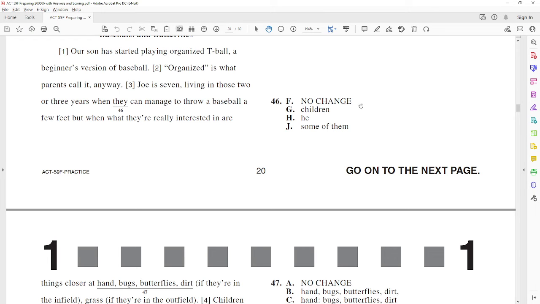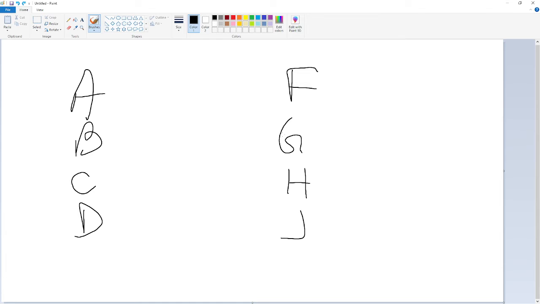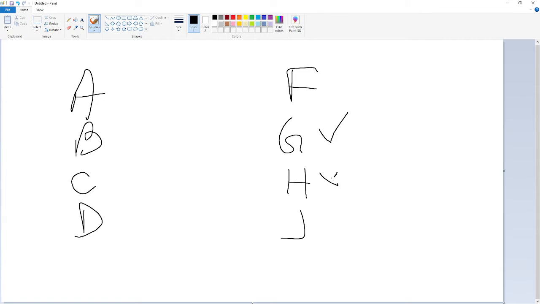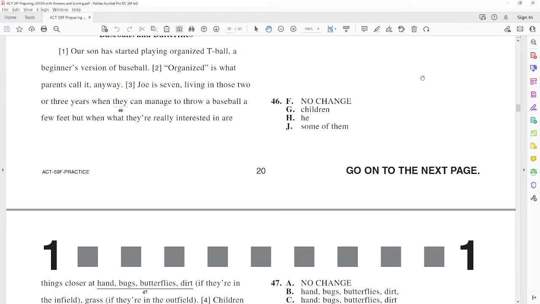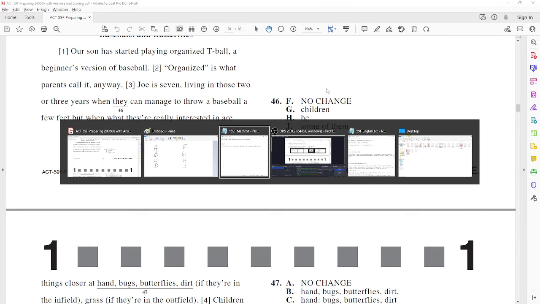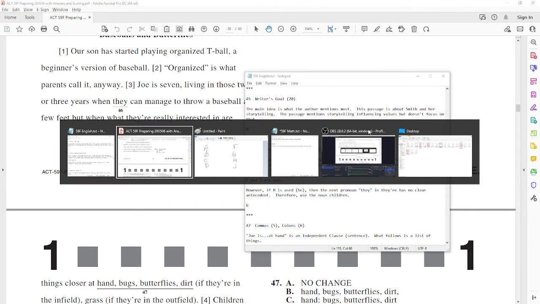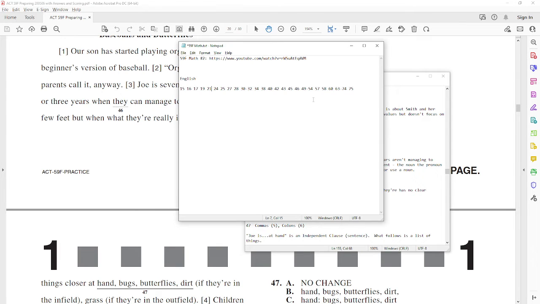And I had to just check to see if my letters are clear. All right, so we know that F is out. Children. G looks good. It's exactly one of the things that I anticipated. Children or kids or something like that. He is another pronoun. No antecedent. Some of them, no antecedent. So H and J are out. Goodbye. F we already eliminated. G is it, because we need to know who we're talking about. All right, that's 46. And that one has to do with pronouns, agreement, and case. A pronoun must have an antecedent, and it must be clear.